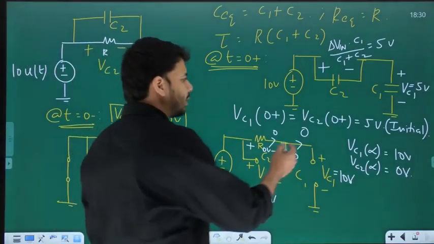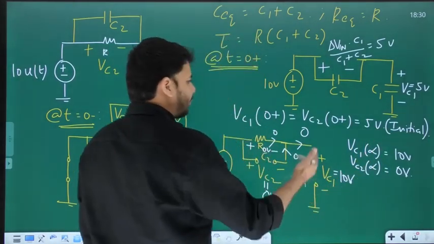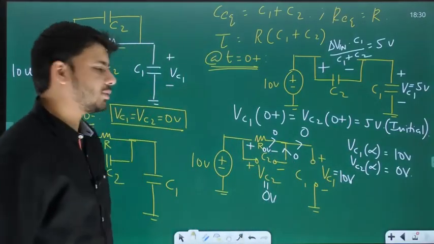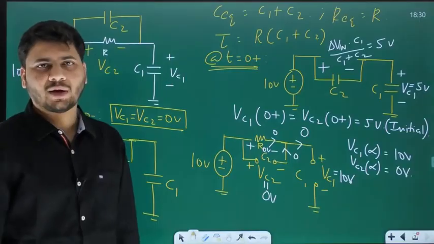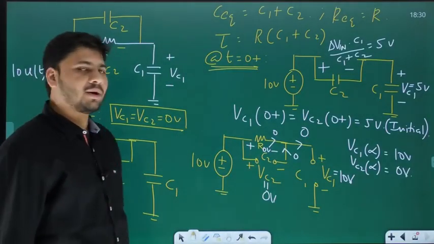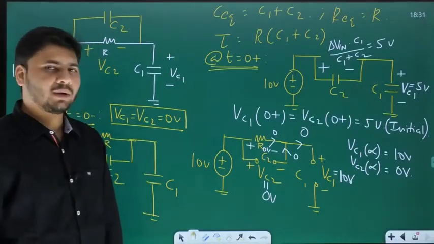Okay. For VC1, initial value is what? 5. Final value is what? 10. And for VC2, initial value is what? 5. Whereas the final value is what? 0. Once you find initial and final values for both VC1 and VC2, we can write down the expressions for VC1 and VC2 for t greater than 0.